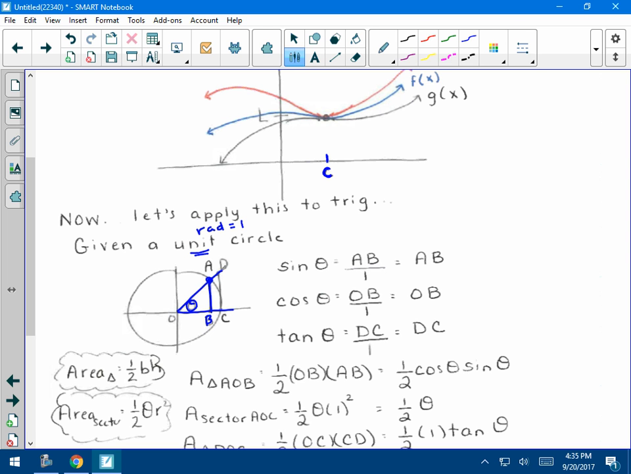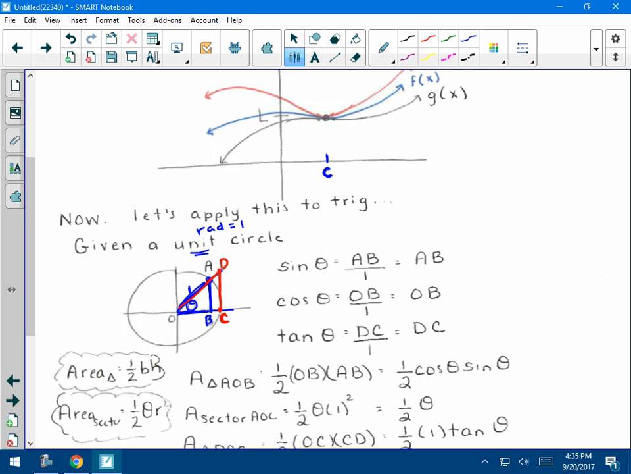So sine of theta is opposite, which is the length of AB, over hypotenuse. And this length has to be 1 because the radius is 1. So sine of theta here would just be AB. Cosine of theta would be adjacent, which is OB, over hypotenuse, which is 1. So that's just OB. And tangent of theta, I extended it a little bit and made C this point on the unit circle, straight out from O on the x-axis. And I went where that would connect with this angle. I called that D.